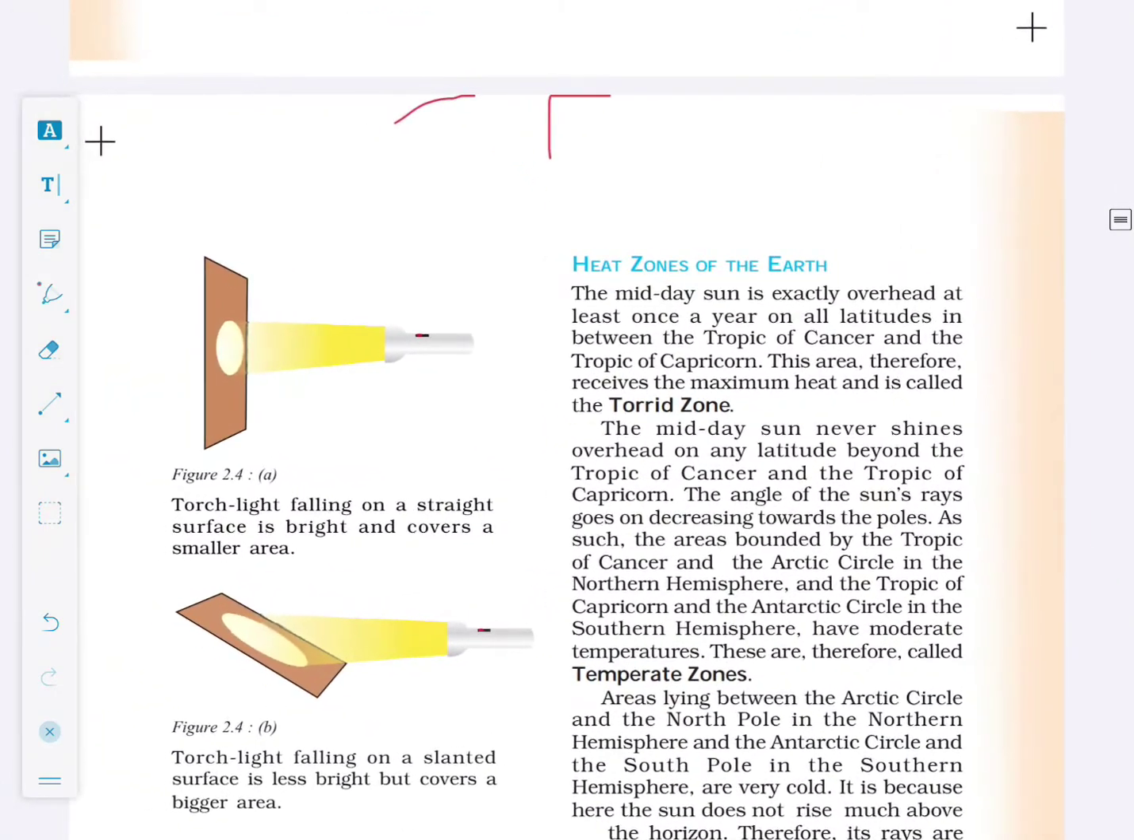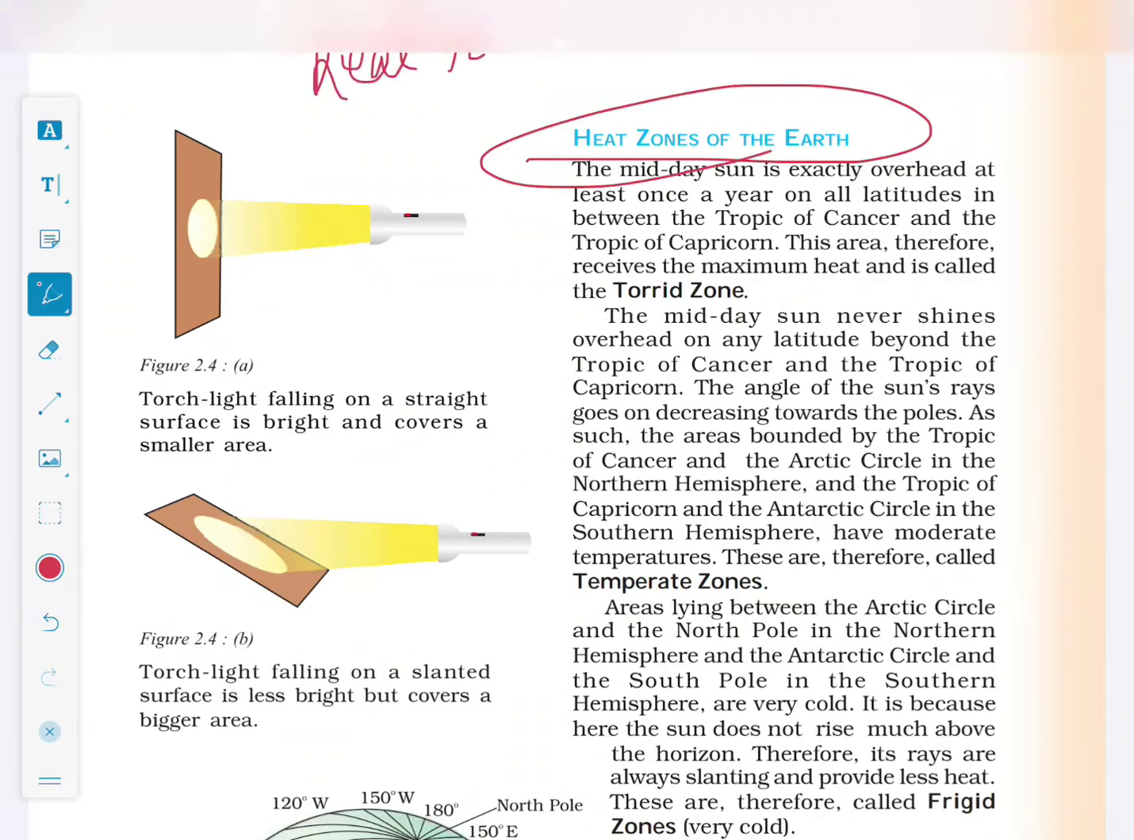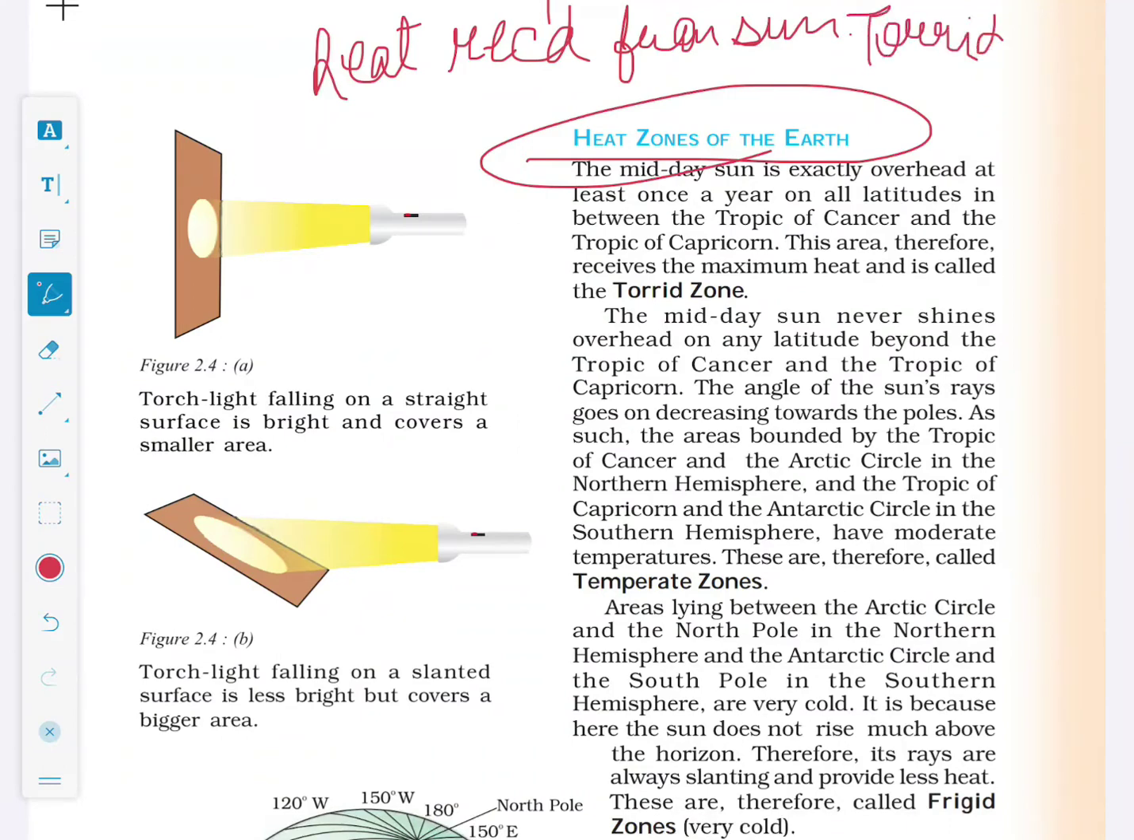Coming to the next important topic, heat zones of the Earth. Based on heat received from the sun, the Earth is divided into three heat zones. Number one, torrid zone, temperate zone, and frigid zone.